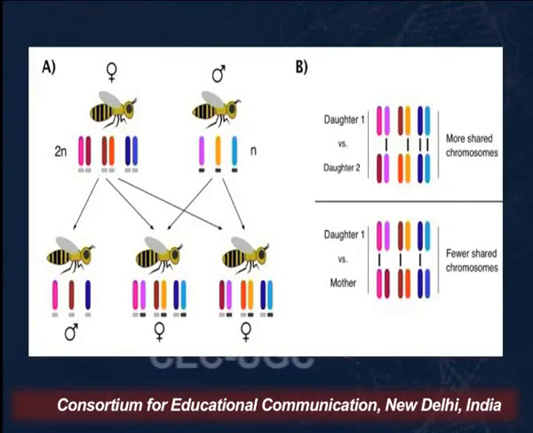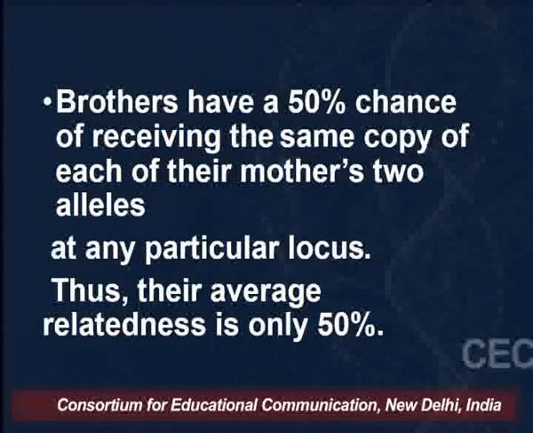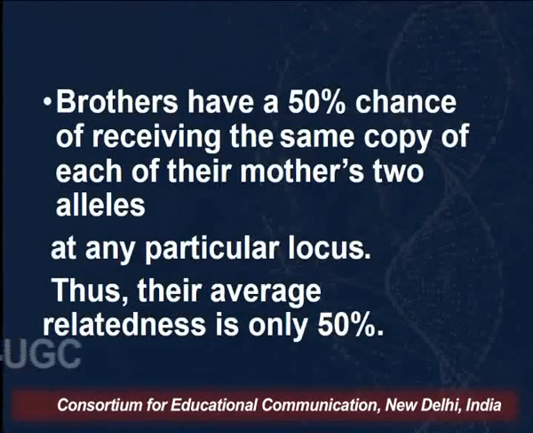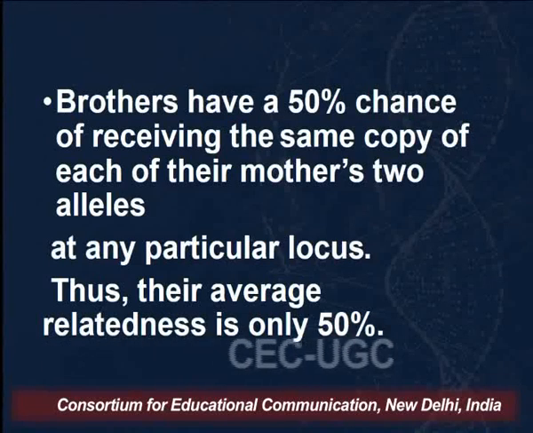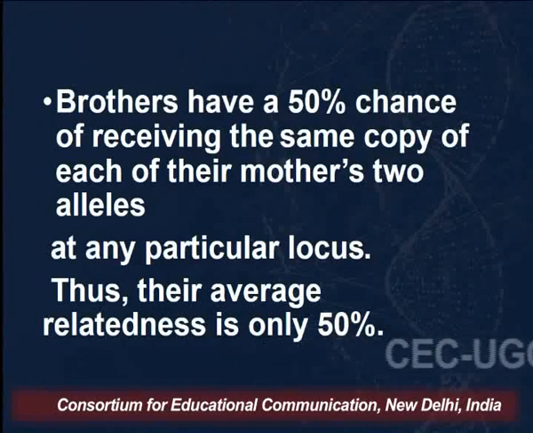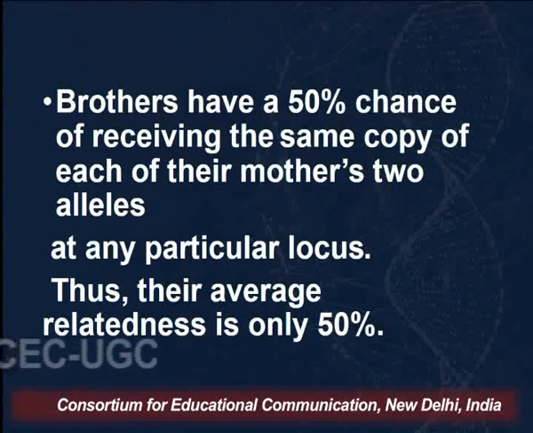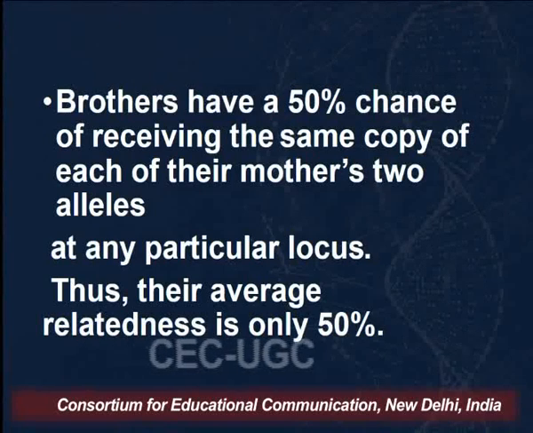As you can see on your screens, the relationship of the different types of chromosomes coming to both the daughters from the mother has been depicted. Whereas if we talk of the brothers, they have a 50% chance of receiving the same copy, each from the mother's two alleles at a particular locus. So their relatedness is only 50%.